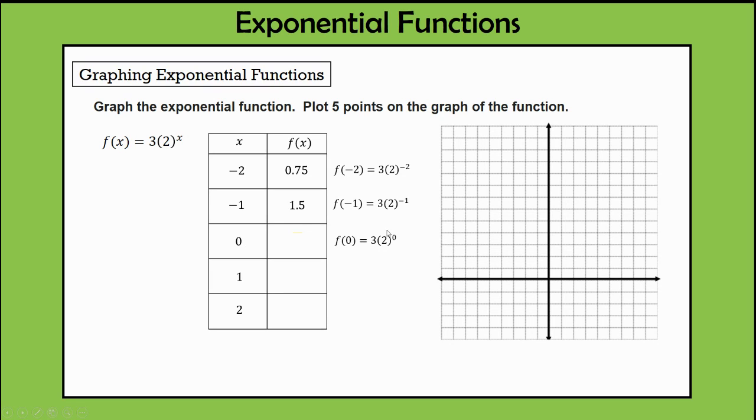F of 0, 2 to the 0 power is 1. 1 times 3 is 3. F of 1, 2 to the 1st is 2, times 3 is 6. F of 2, 2 squared is 4, times 3 is 12. So there's my inputs and outputs. Here are my ordered pairs. This should, when we plot these points, represent an exponential growth curve.